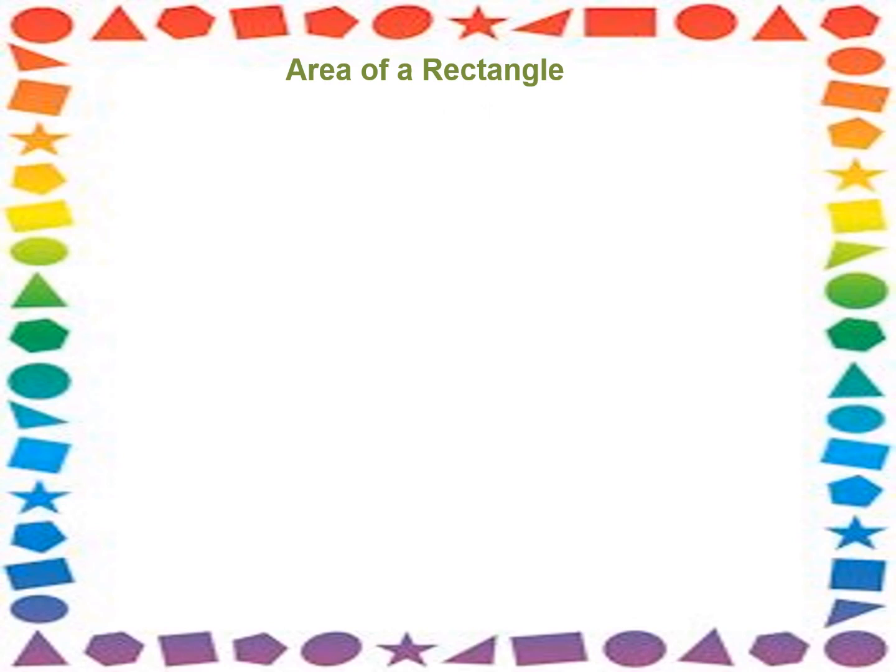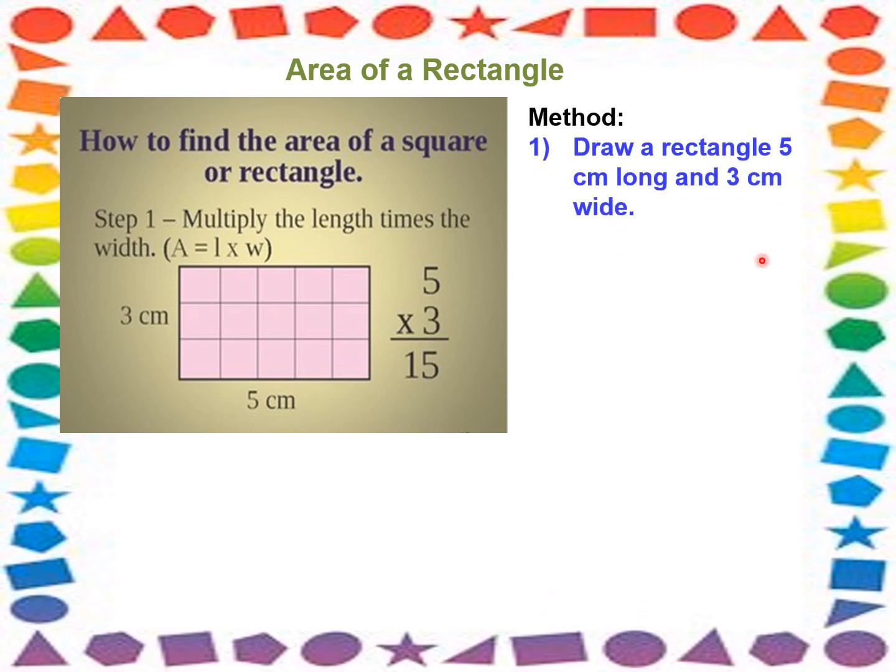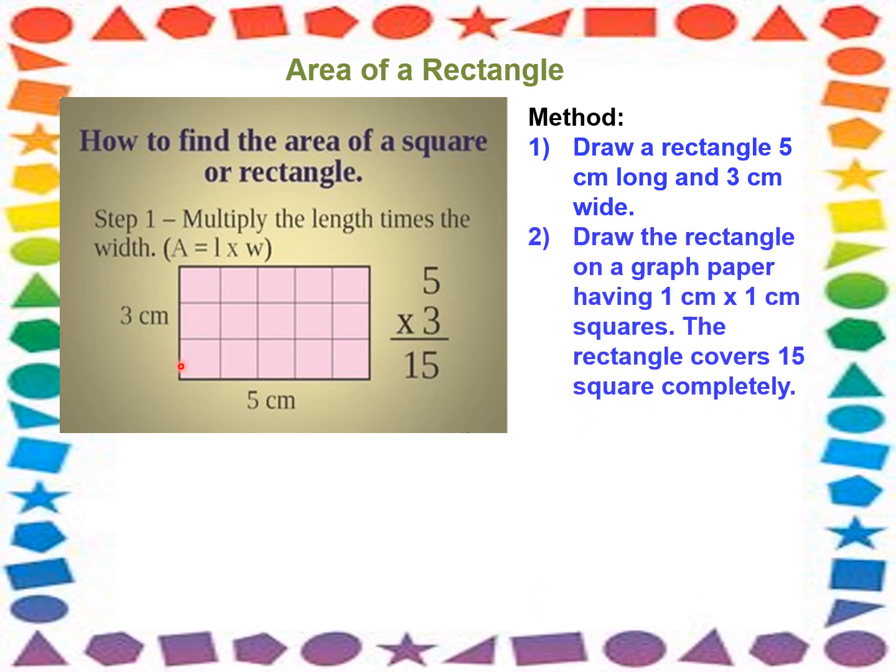First, area of a rectangle. How to find the area of a square or rectangle? First we have to draw a rectangle 5 centimeter long, meaning length of 5 centimeter, and 3 centimeter wide. Draw the rectangle on graph paper having 1 centimeter by 1 centimeter squares. One square should be 1 centimeter by 1 centimeter. The rectangle covers 15 squares completely.